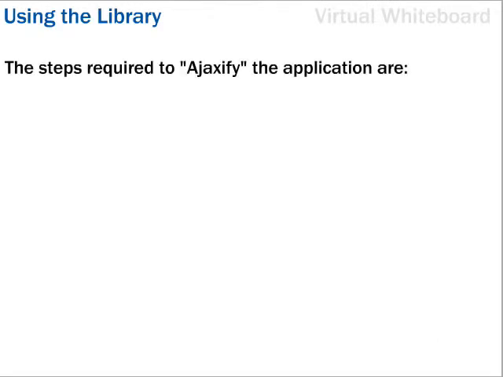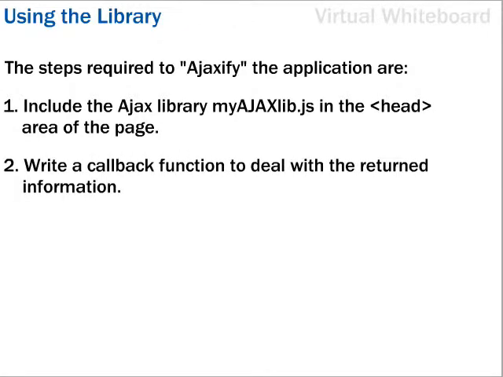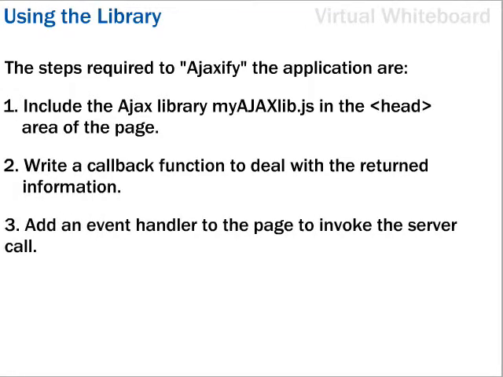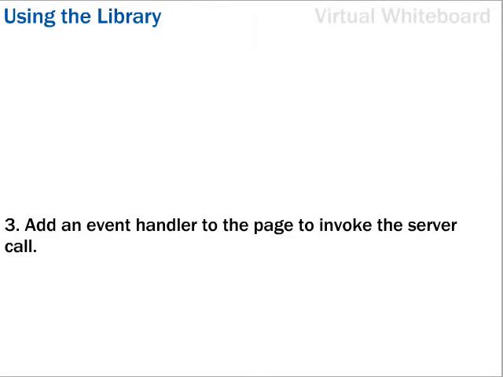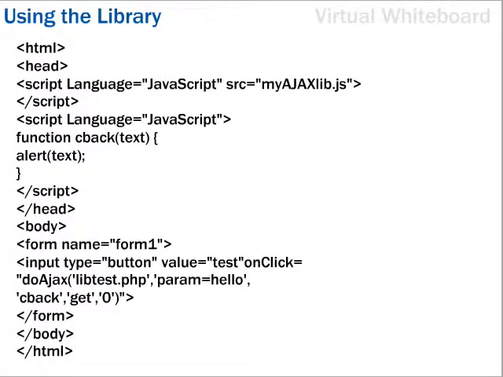The steps required to Ajaxify the application are: 1. Include the Ajax library myajaxlib.js in the head area of the page. 2. Write a callback function to deal with the returned information. 3. Add an event handler to the page to invoke the server call. We'll start by demonstrating a GET request and using the information returned in the response text property.